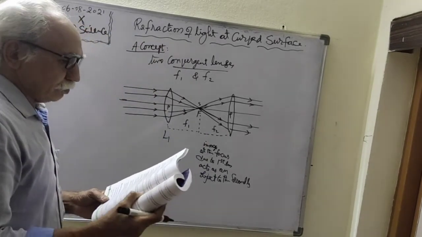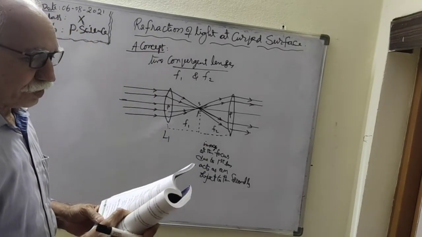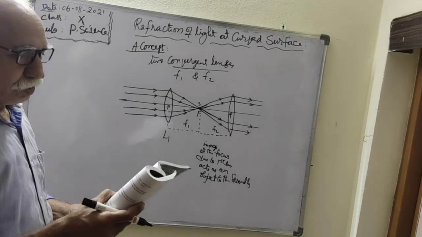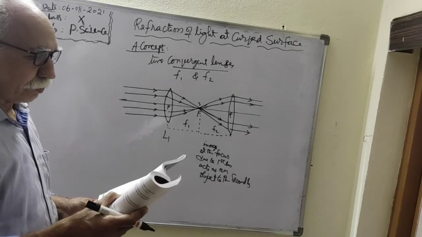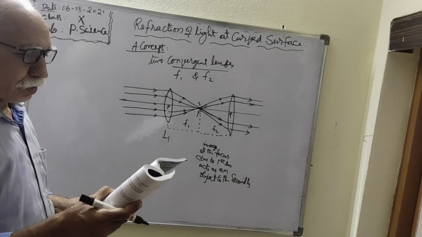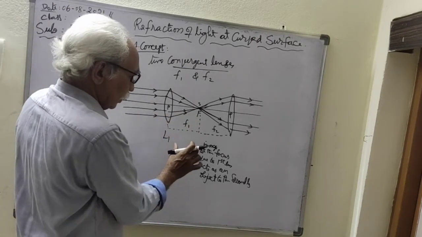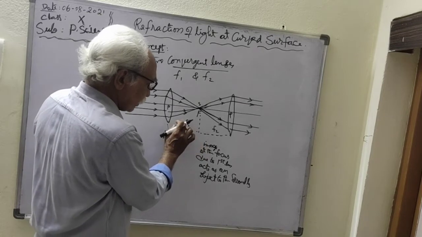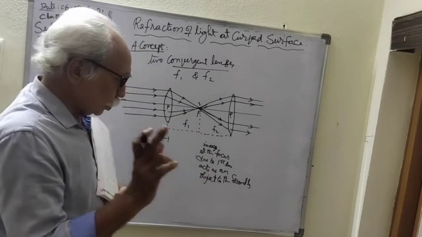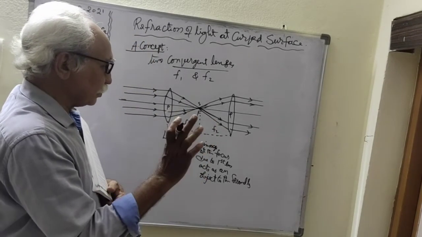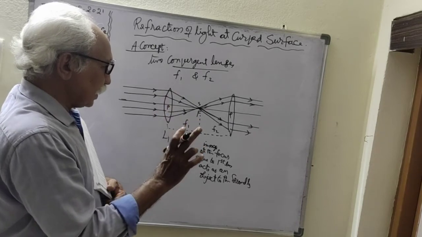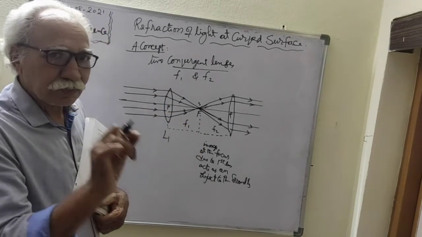So here, two convergent lenses are to be placed in the path of parallel rays so that the rays remain parallel after passing through both lenses. How should the lenses be arranged? The lenses must be arranged at a distance equal to the sum of the focal lengths of the two lenses.